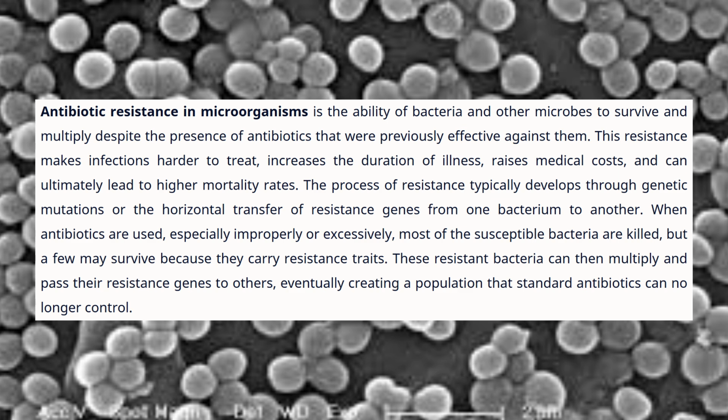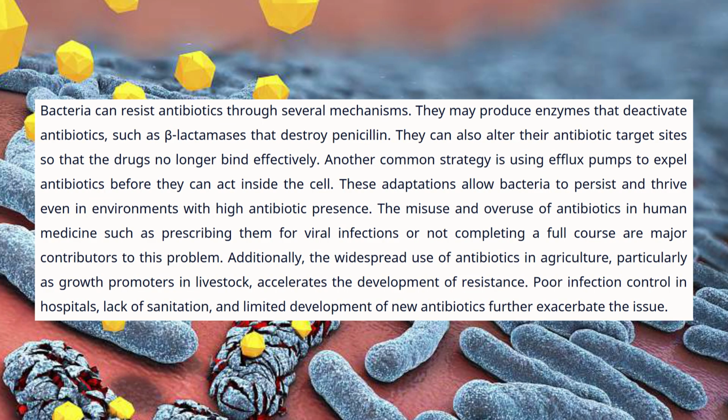The process of resistance typically develops through genetic mutation or the horizontal transfer of resistant genes from one bacterium to another. When antibiotics are used, especially improperly or excessively, most of the susceptible bacteria are killed, but a few may survive because they carry resistant traits. These resistant bacteria can then multiply and pass their resistant genes to others, eventually creating a population that standard antibiotics can no longer control.